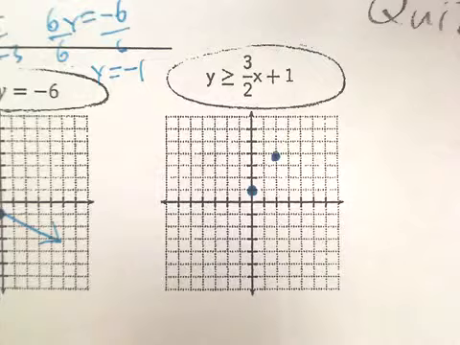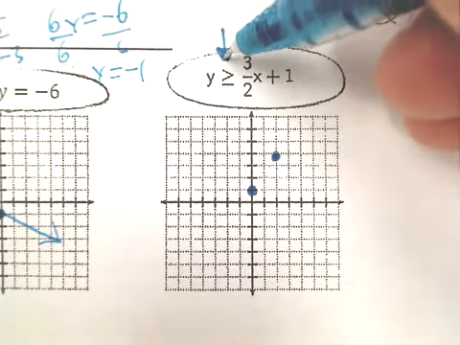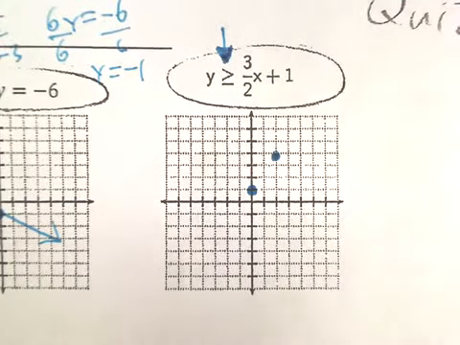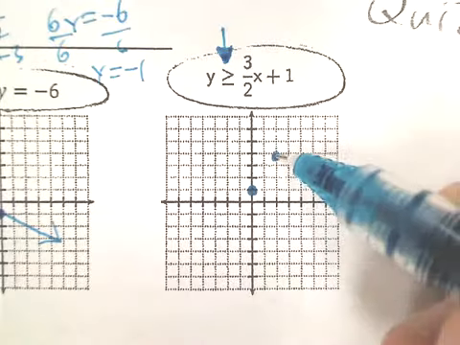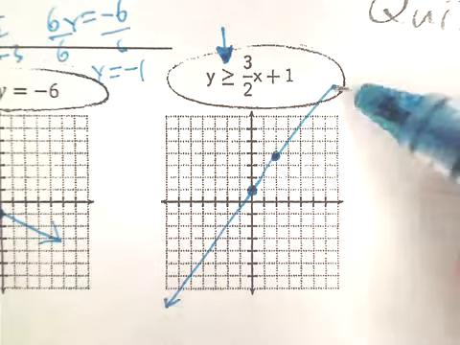Now before I draw my line, I have to look at my symbol. If you draw a solid line and then realize that it should be dotted, you can just fix it or put a little note saying this should be dotted. That's fine, so don't worry about that. But this one is solid because it has the or equal to. So go ahead and draw a solid line there.